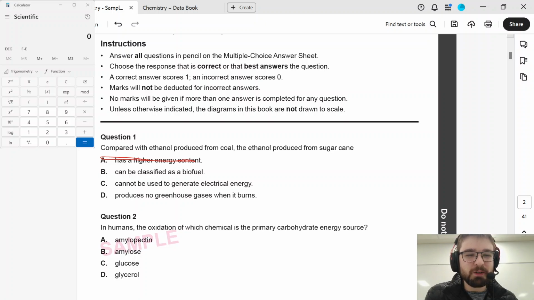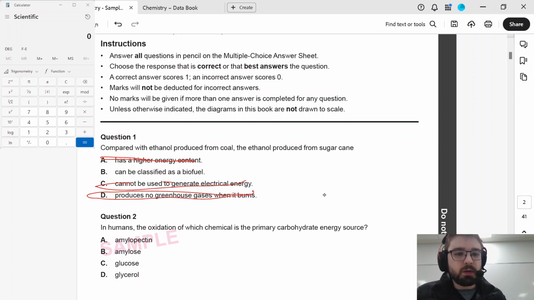If you don't know that bioethanol is a biofuel, probably review chapter 1. Cannot be used to generate electrical energy. That's not right. You can just burn it in a generator. Produces no greenhouse gases when it burns. That's wrong. Remember that it still makes greenhouse gases. You could debate whether it's carbon neutral or not, in the sense that the creation of it and the burning of it has no net release of carbon dioxide, but it still releases the greenhouse gases.